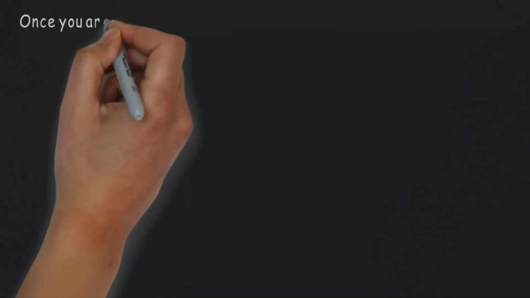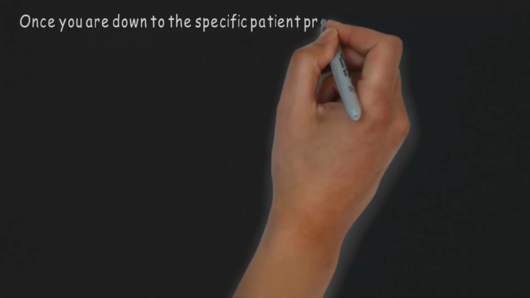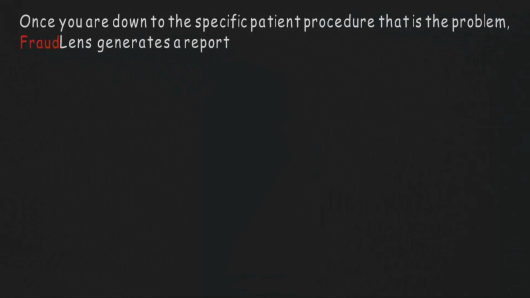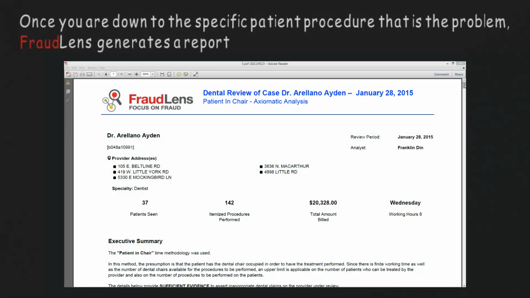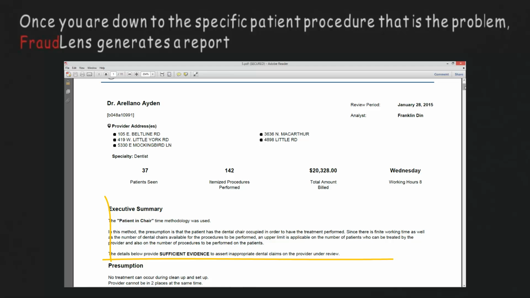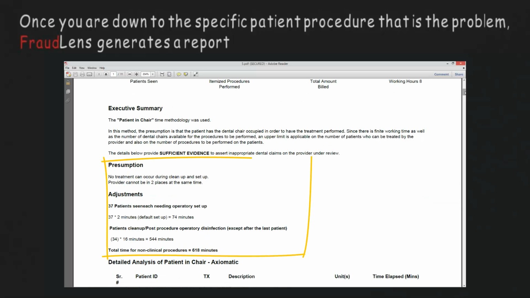Once you are down to the specific patient's procedure that is a problem, FraudLens generates a report. This report contains everything that FraudLens has found. The header section shows the demographic of the provider that is being analyzed. The executive summary section states that there is a problem. Presumptions and adjustment sections are added considerations that are specific to the FraudLens algorithm.